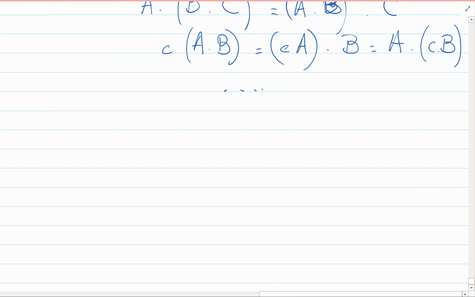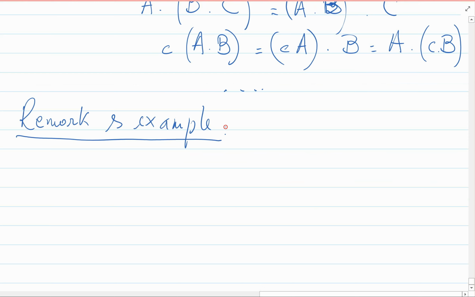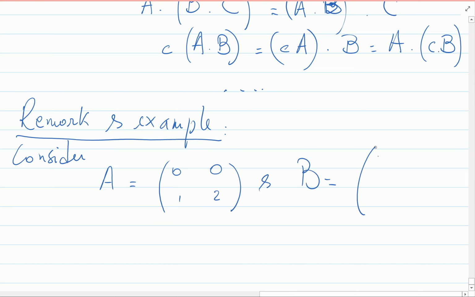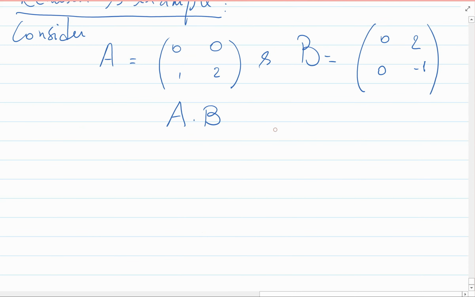Okay, so now let us take an example, a remark, which shows how the product is very complicated. Consider A equals [0, 1; 0, 2], and B equals [0, 2; 0, -1]. And let us take A times B. So what do we have?